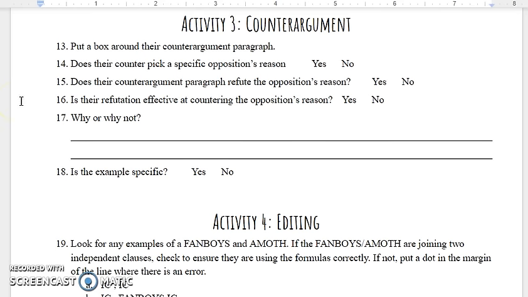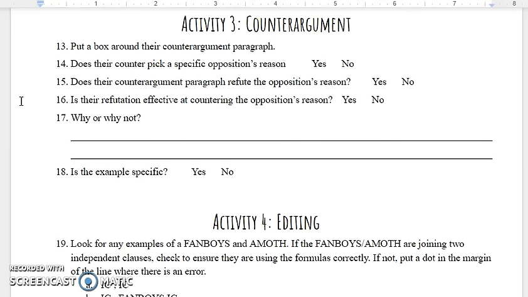All right, so then the second thing for number 15 they were asked to do with your counter argument is determine if your counter argument paragraph actually refuted the opposition's reason. And then they were asked if it was effective. So you might have attempted to refute it, but you weren't effective at it. So go ahead and look at 15, 16, and 17.